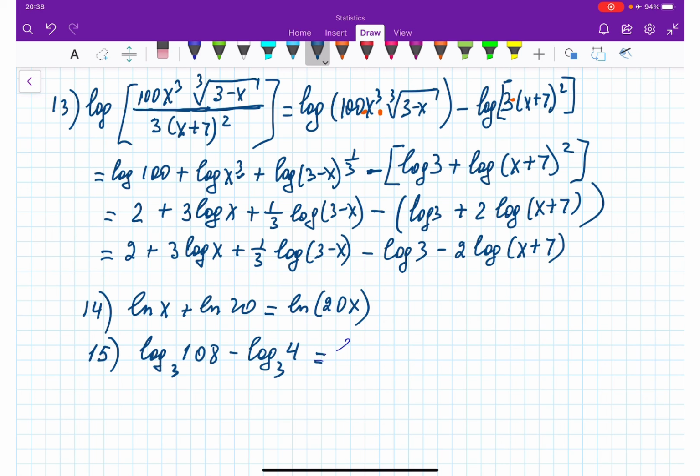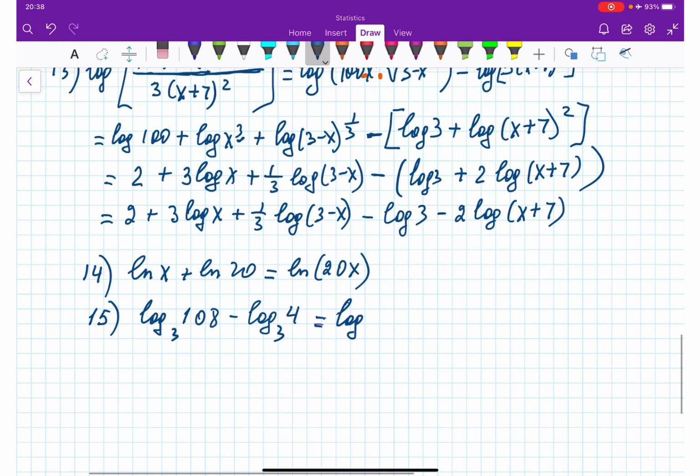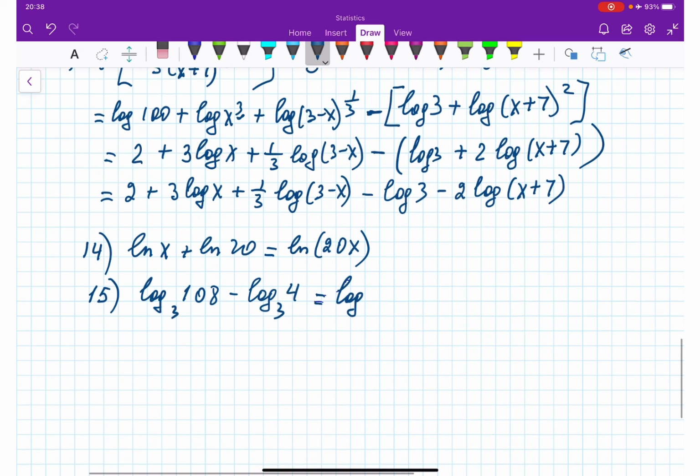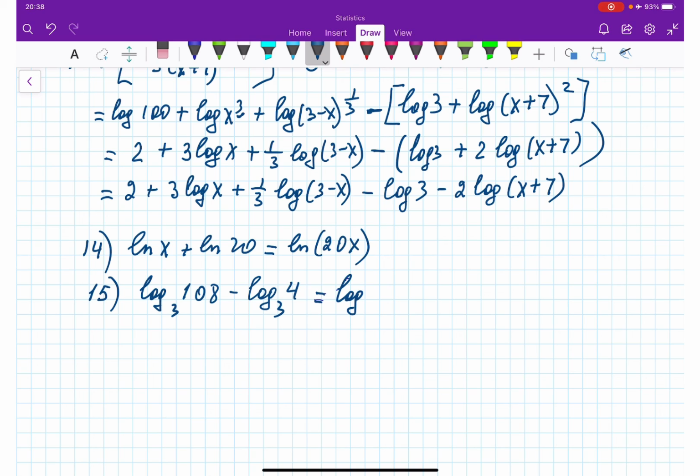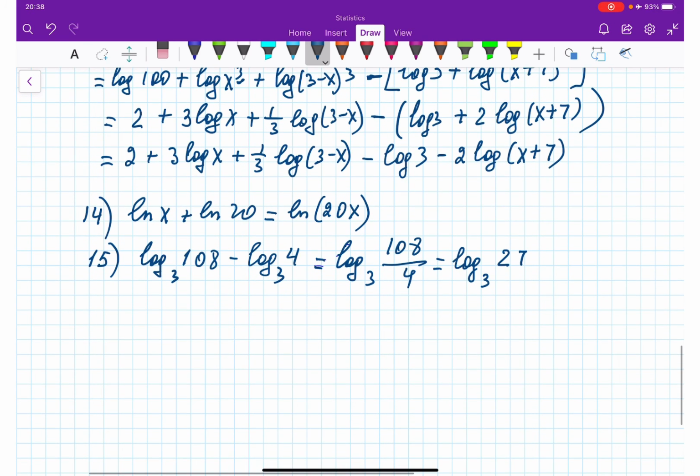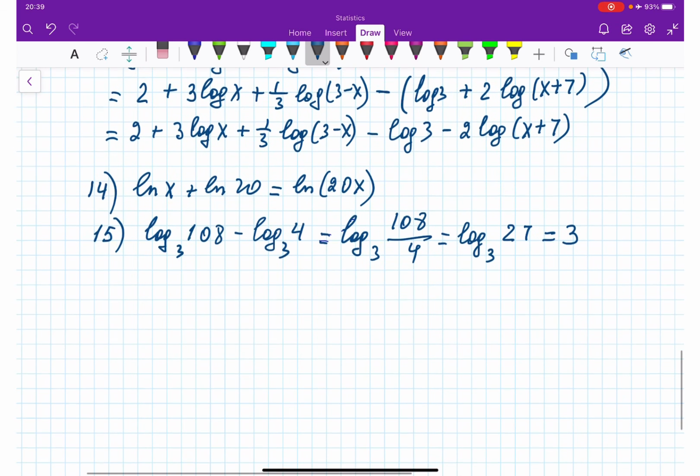It's going to be equal to logarithm 108 by 4. It's going to be 2 times 4 is 8. Remainder 28 divided by 4, it's going to be 7. So logarithm 27 by base 3. How much is it going to be? 3 we need to raise to power 3 to get 27. So with simplification, we got the result 3.